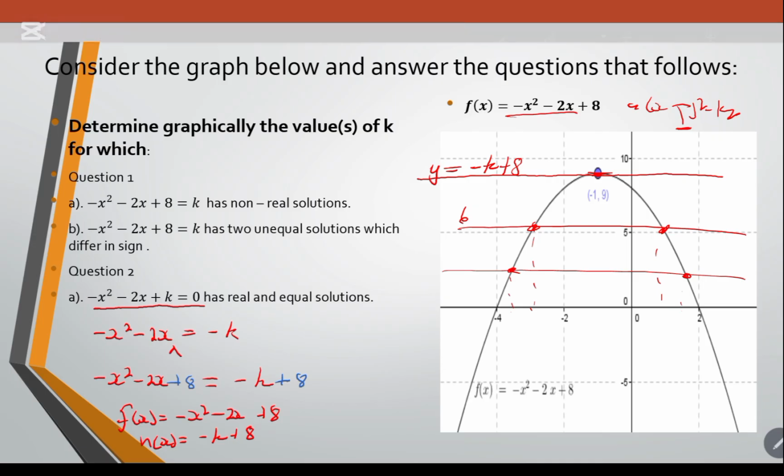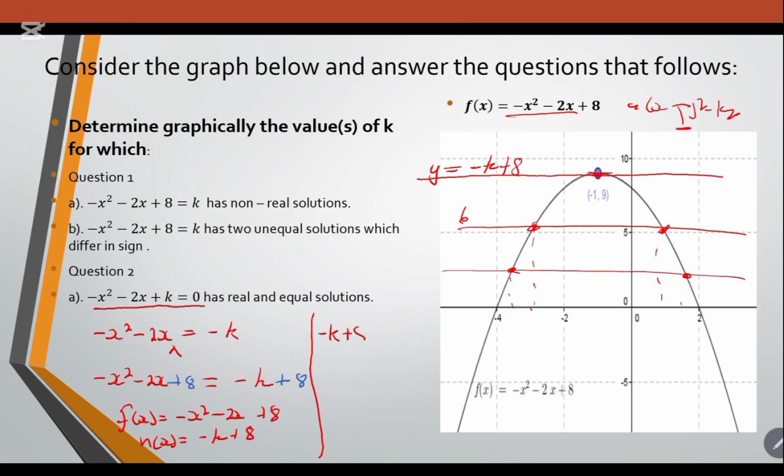So let us complete that. Negative k plus 8 is equal to the value of y at the turning point, which is 9. Therefore, if I take this k to the other side, it becomes positive, and I take the 9 this side, it becomes negative. Negative 9 plus 8 is negative 1. Therefore, we say if k is equal to negative 1, the roots of this quadratic equation will be real and equal.